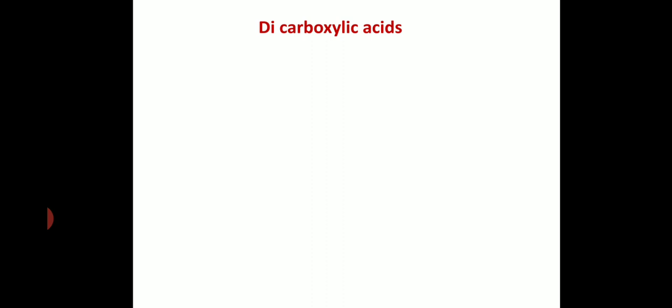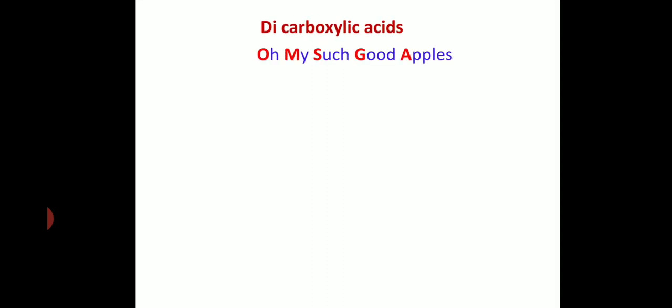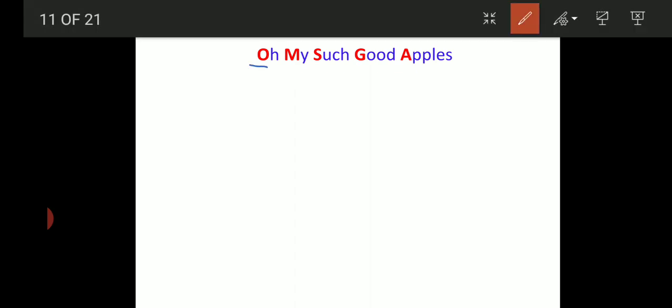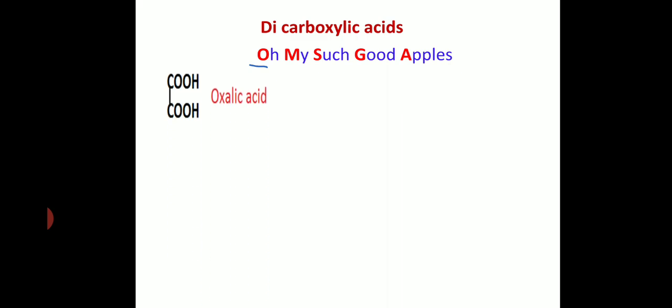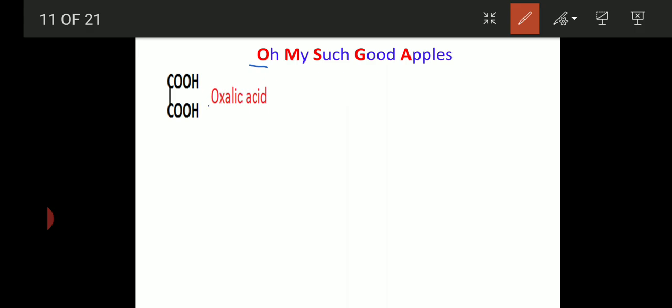Yes, dicarboxylic acids. To remember dicarboxylic acid names, this sentence is famous: "Oh my such good apples." In this sentence, the first letter of every word is taken. O stands for oxalic acid, in which two COOH groups are present. All these are dicarboxylic acids; in everything, only two COOH groups are present.